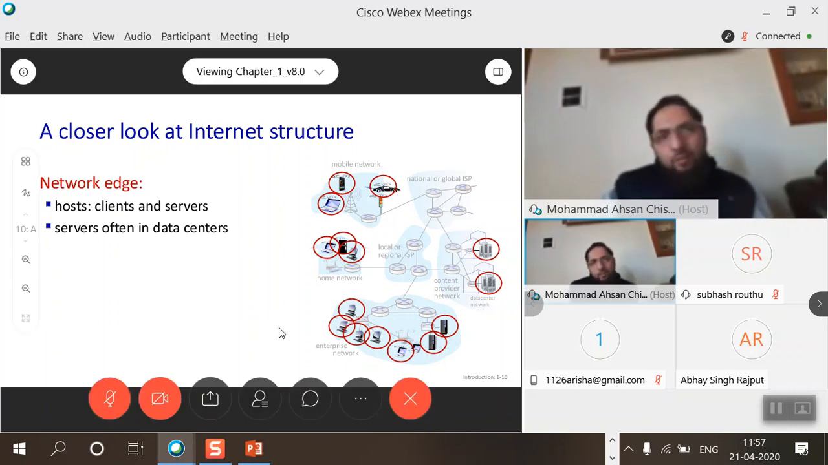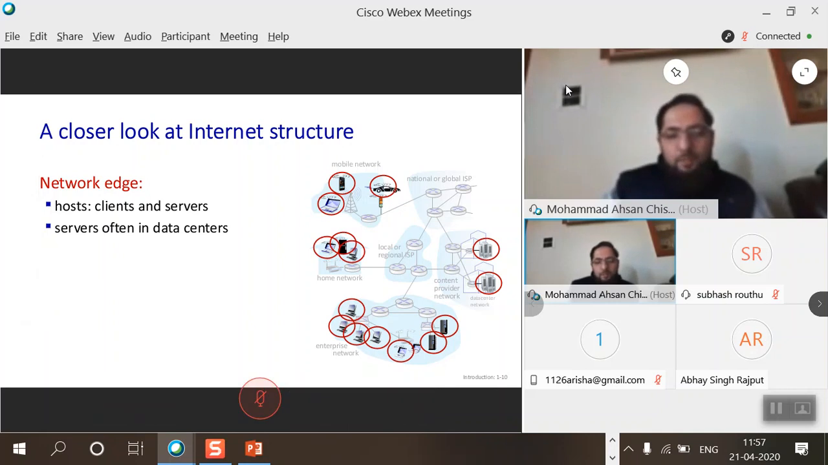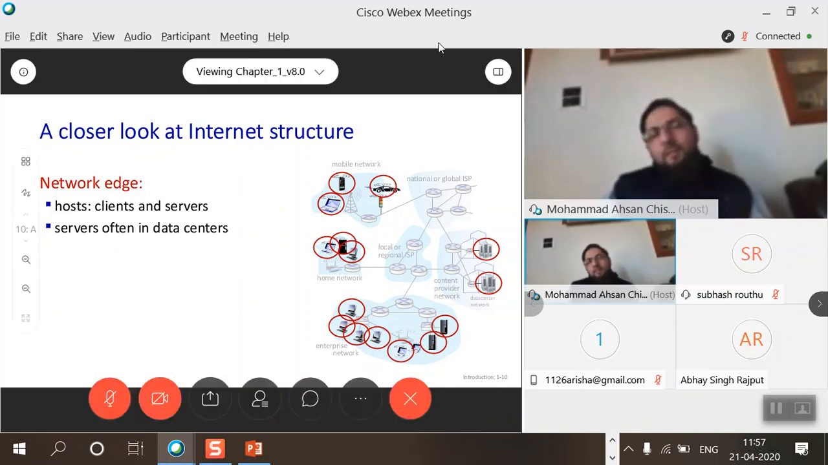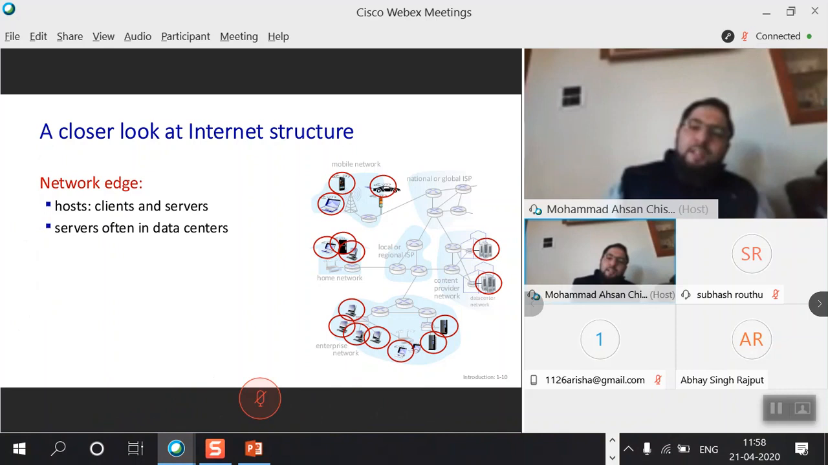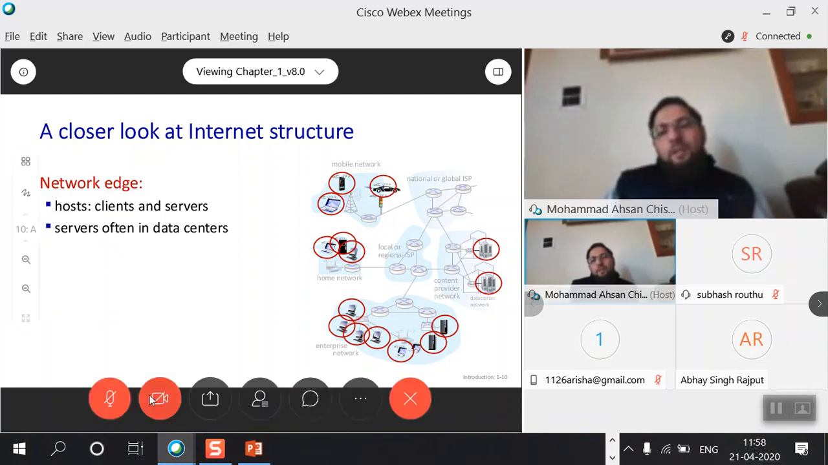Mosaic was the earliest known web browser. When I say web browser, I'm talking about Chrome, Internet Explorer, Edge, Firefox that we presently know. The earlier one was Mosaic. Then came Netscape. The 90s also saw commercialization of the web, meaning that industries took up the web, and then we saw e-commerce and so on coming.